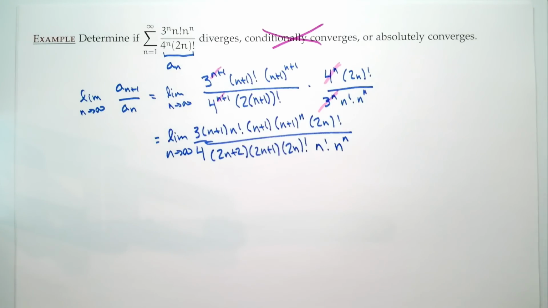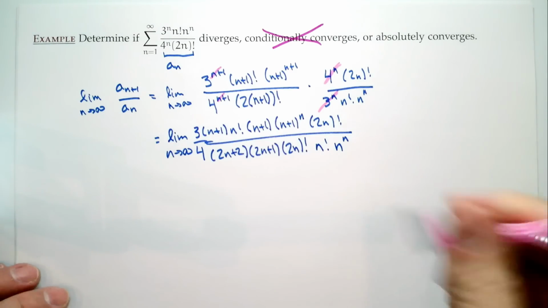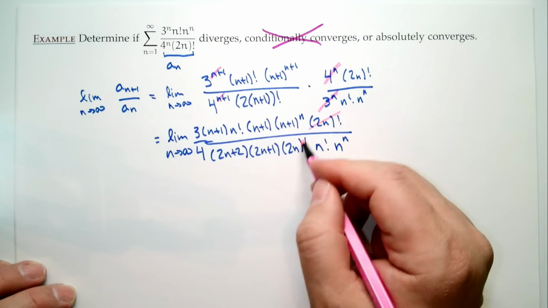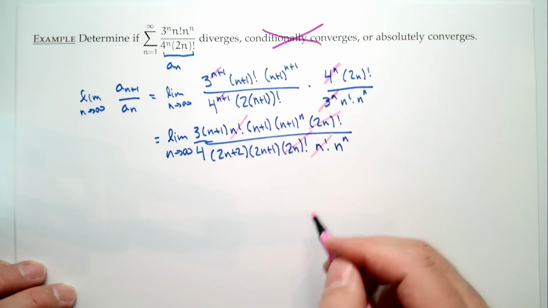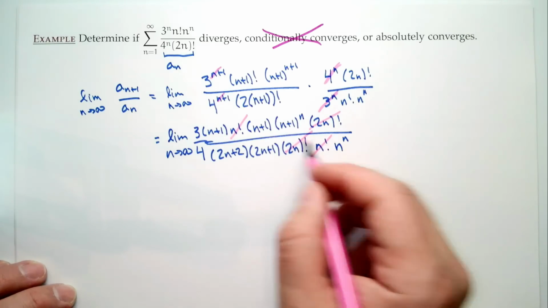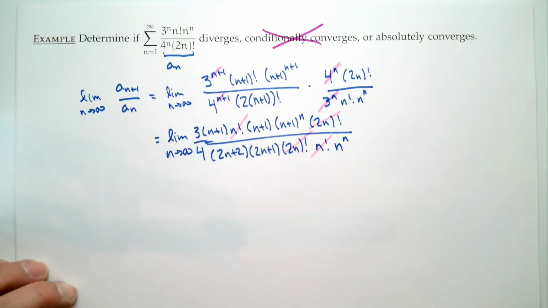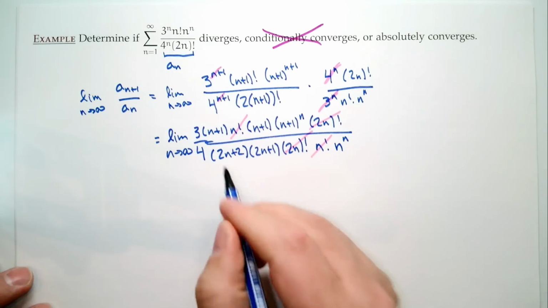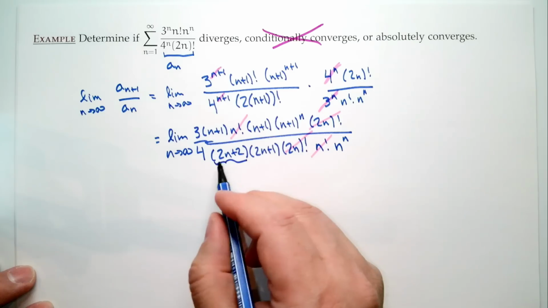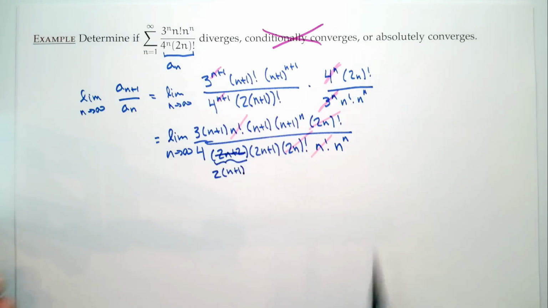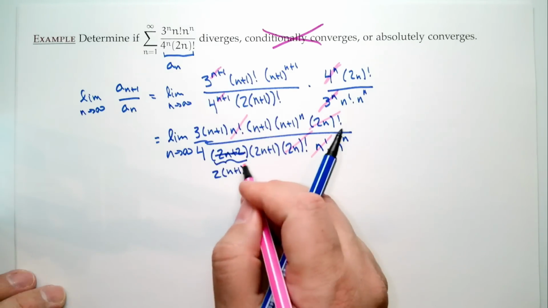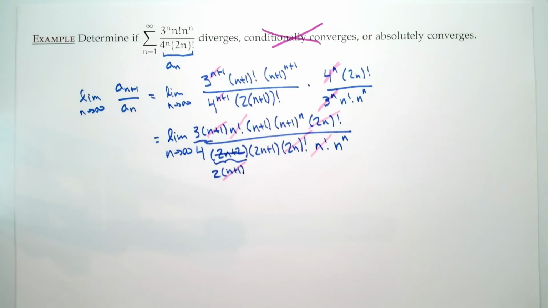And now we can continue our fun does-it-cancel game. The 2n factorials, does it cancel? Yes, it does. N factorial, does it cancel? Yes, it does. N to the n, does it cancel? No, because it's n to the n and n plus 1 to the n. There is a little bit more you can cancel, which is to note that 2n plus 2 is 2 times n plus 1. And so if you make that substitution, you get another cancellation.